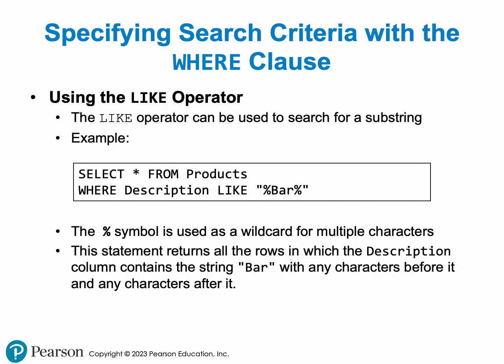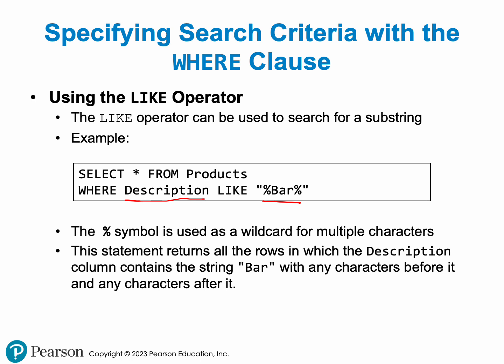There's also such a thing as the LIKE operator. It's very useful for searching for substrings. And remember, a substring is just a part of a bigger string. So in this case, we're searching for rows where the column description has the keyword bar in it. So it does not have to match bar exactly, it just has to include bar somewhere inside of that column for that row.